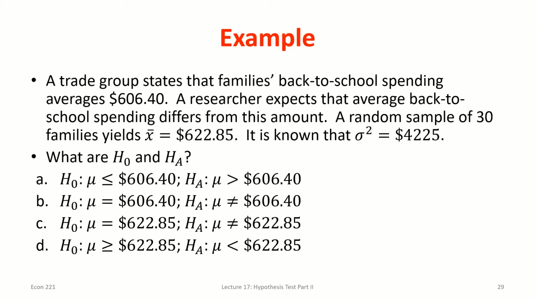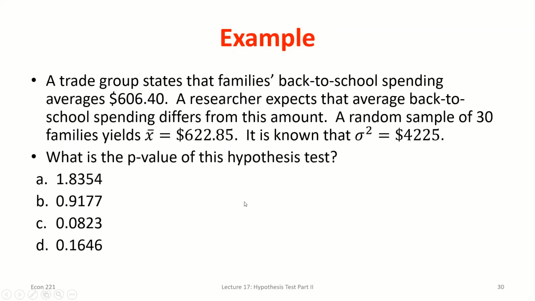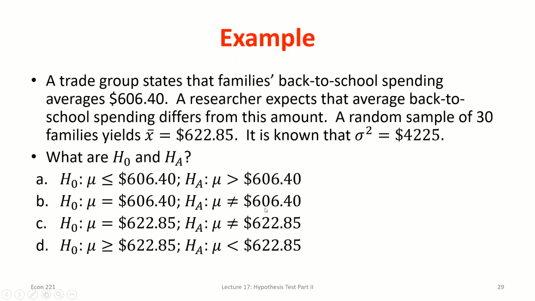All right, so we have the assumed true value of $606. If we look at the alternative hypothesis, it has a not equal to sign, so it's a two-tailed test. That's going to make things a little more difficult when we want to find the p-value.